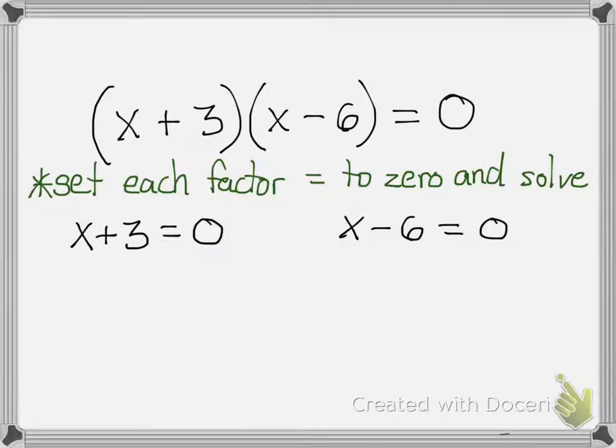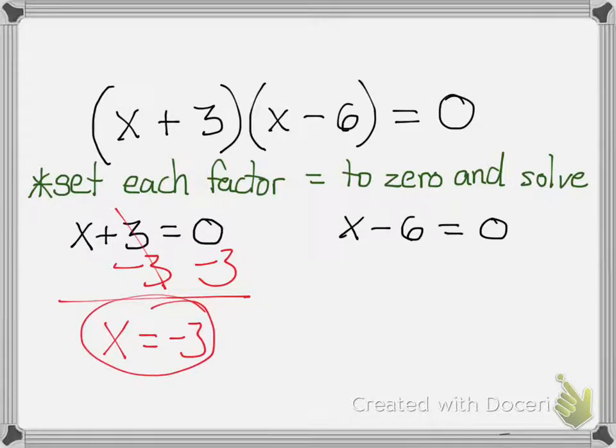All right, so the first factor that I have, or the first thing in the parentheses, was x plus 3. So I said x plus 3 equals 0. In order for me to solve for x, I have to do the inverse operation of adding 3. So what's the opposite of adding 3? Yep, subtracting 3. So I'm going to subtract 3 on both sides. And when I do that, I have x equals negative 3.